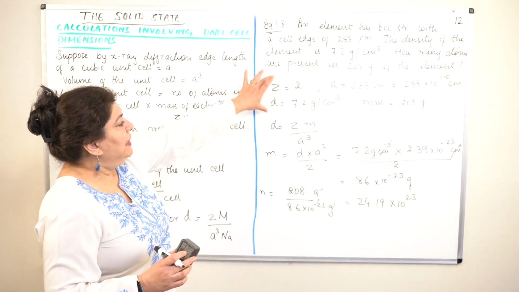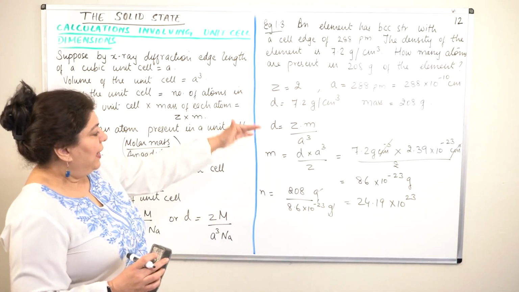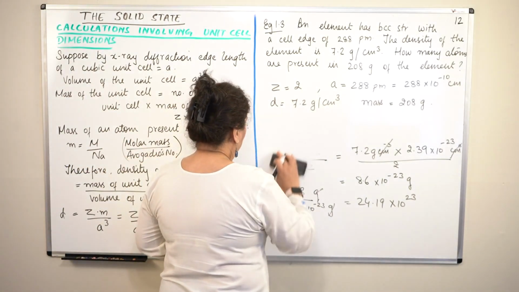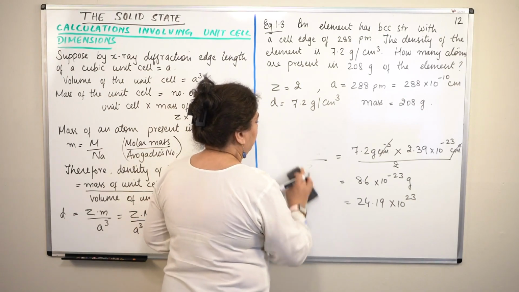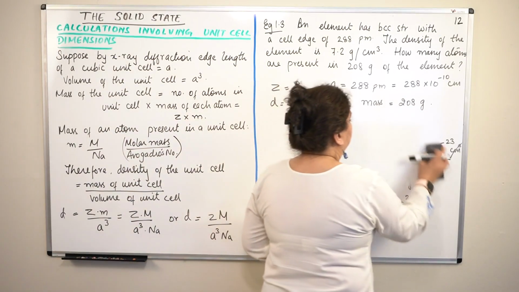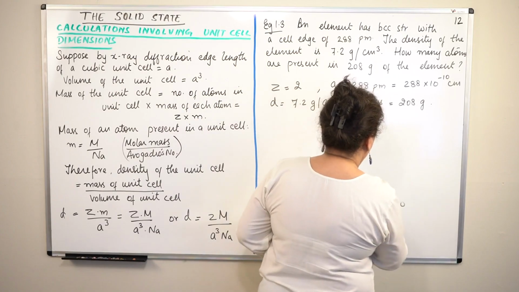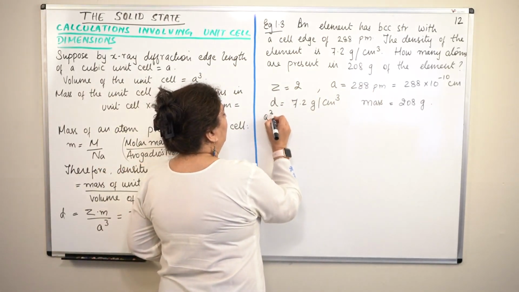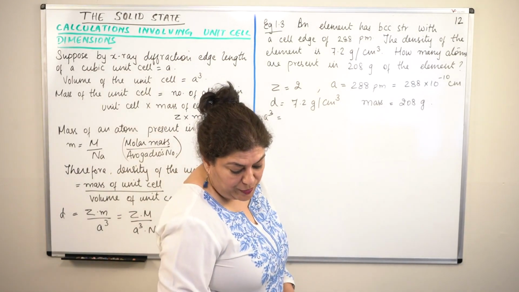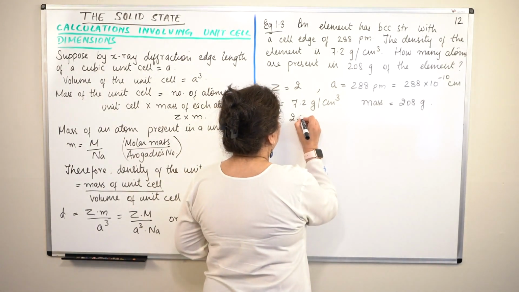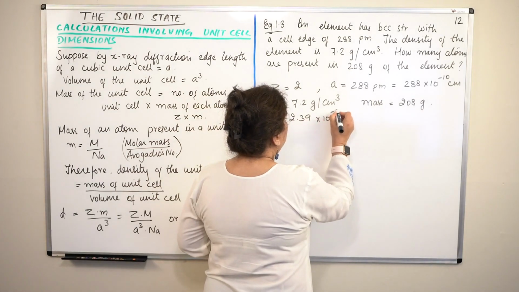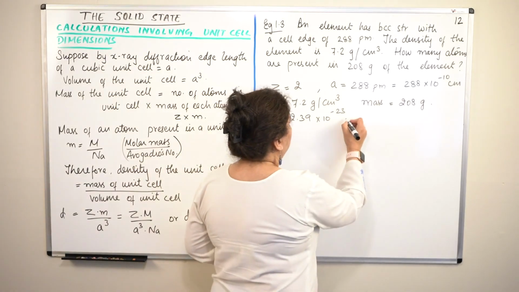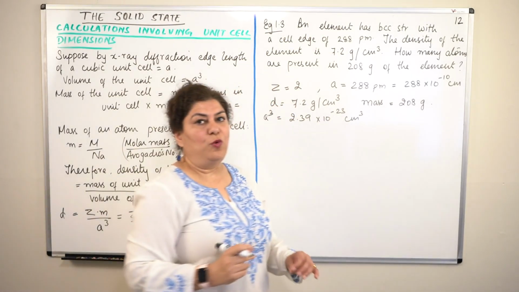So I'll just leave this part as it is, and I'll rub this off, and let us try to solve this as given in the book. The approach taken by the book. In the book, the first thing they do is find the value of a cube, that is the volume. A cube was found to be equal to 2.39 into 10 to the power minus 23, I guess, in centimeter cube. That was the volume found.